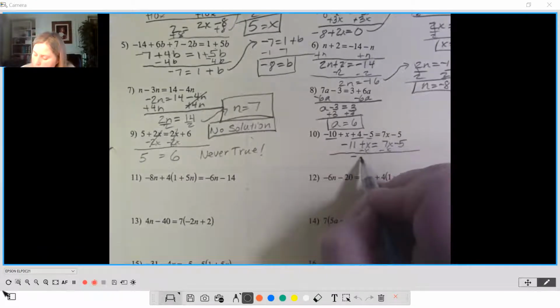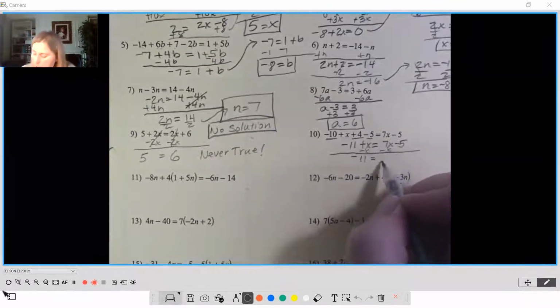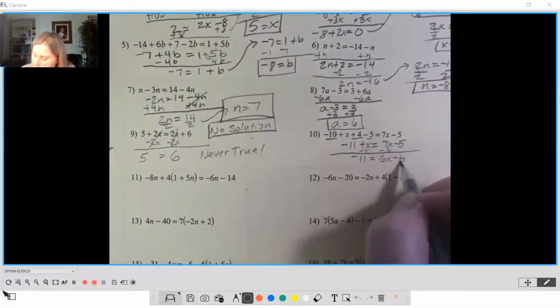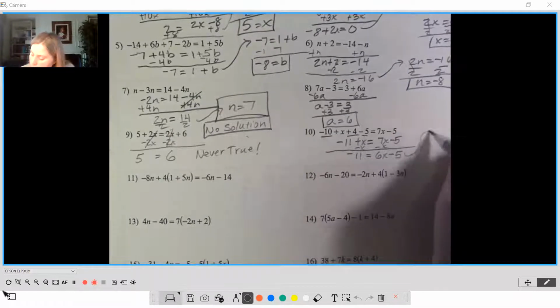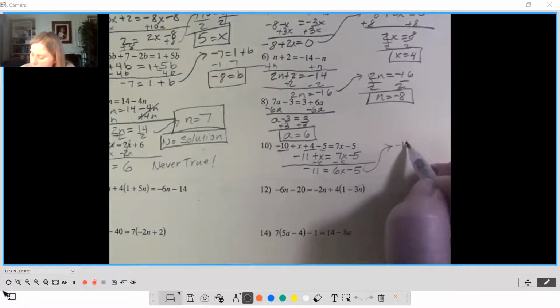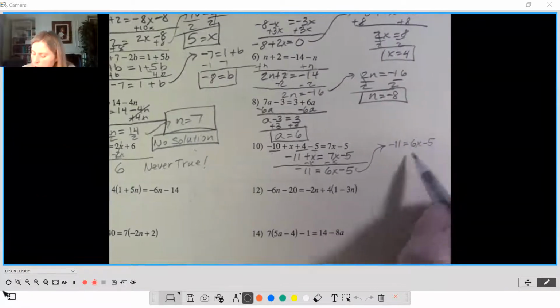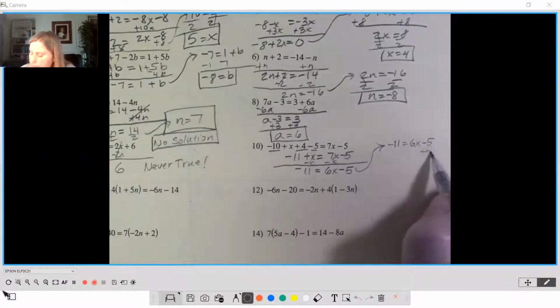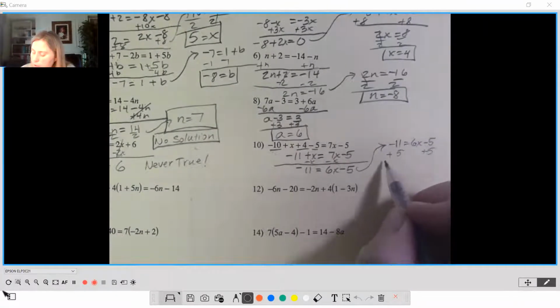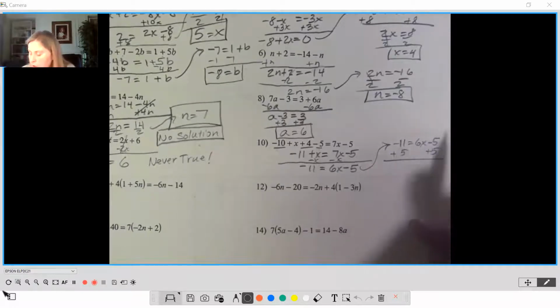This gives us negative 11 equals 7x minus x is 6x. And then bring down the minus 5. So negative 11 equals 6x minus 5. I just copied that line over so we have a little more room. Add 5 to each side to get all of the numbers on the same side. That's order of operations in reverse, or combining like terms actually.